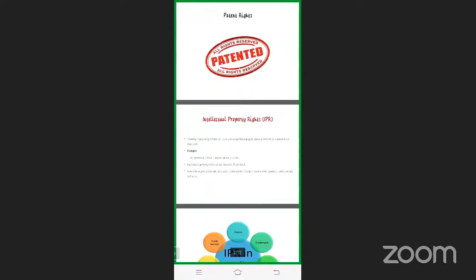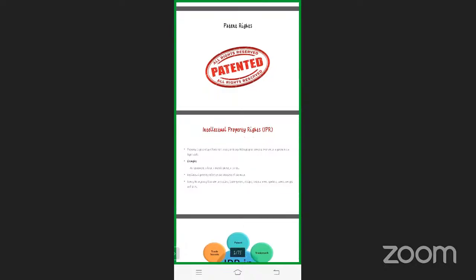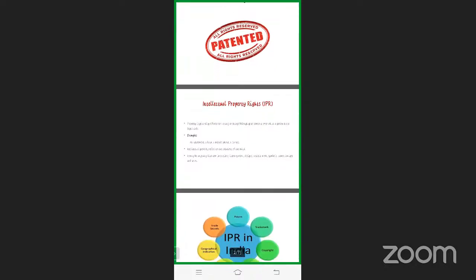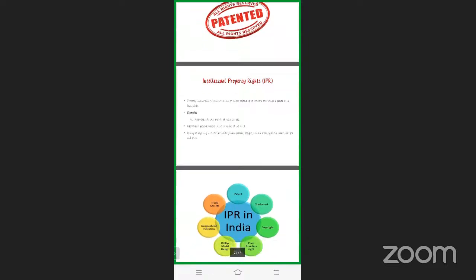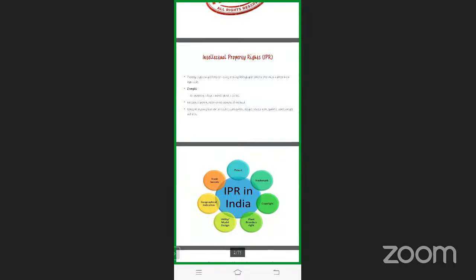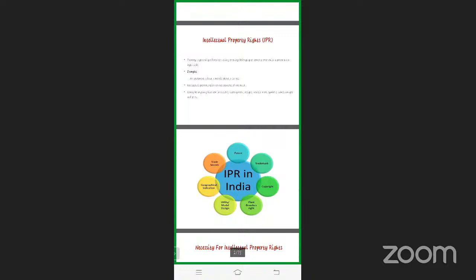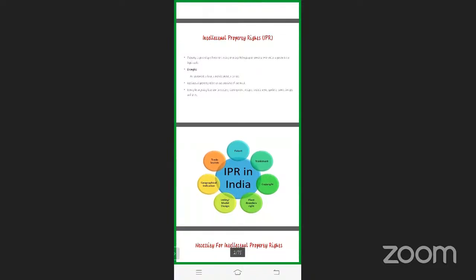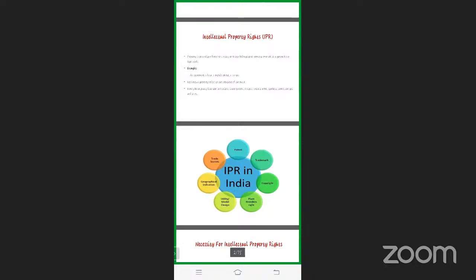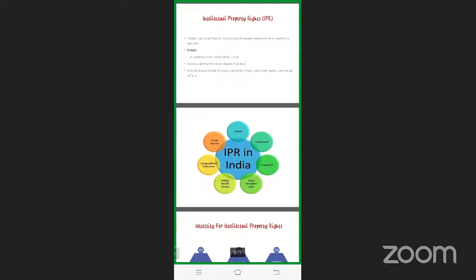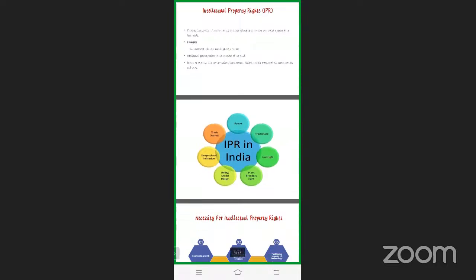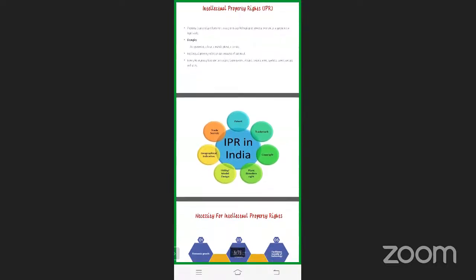So we are going to see about patent rights, what are the types of patent rights, and how we can apply for patent in our country. So first, let's see about intellectual property rights, which is termed as IPR. Generally, property is considered as a thing, or a group of things which belong to someone, or it can be a thing which belongs to a particular person. For example, we can say an apartment, a land, a mobile phone, a car as an intellectual property.